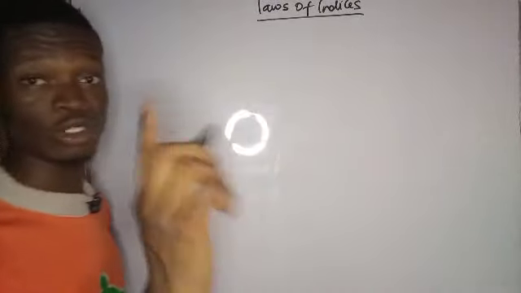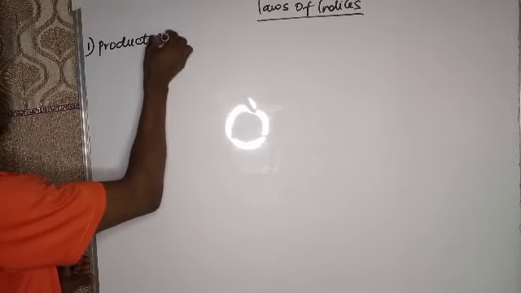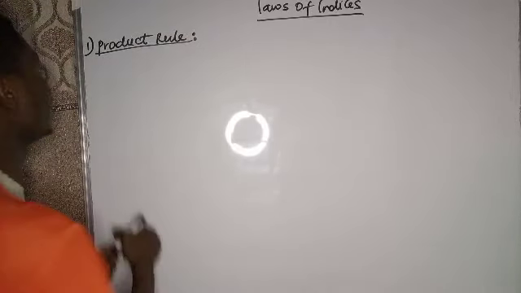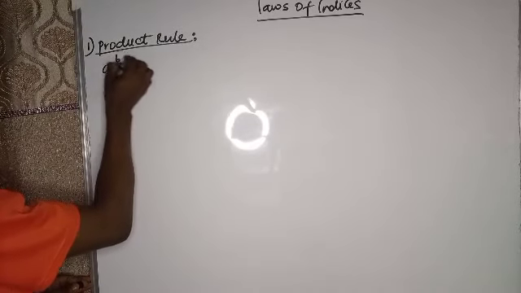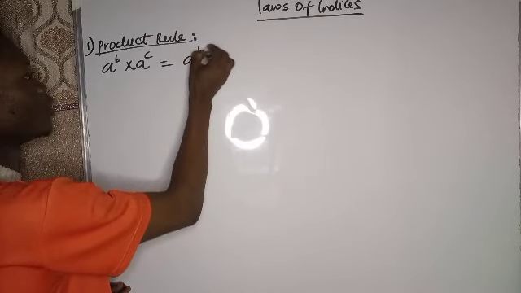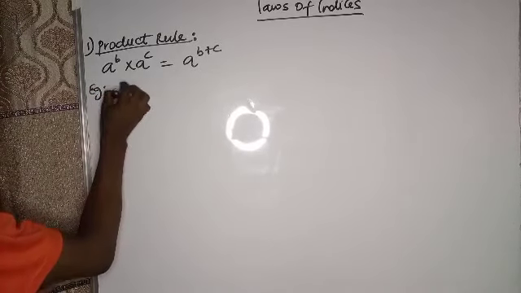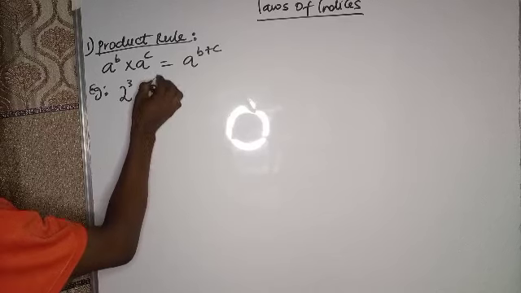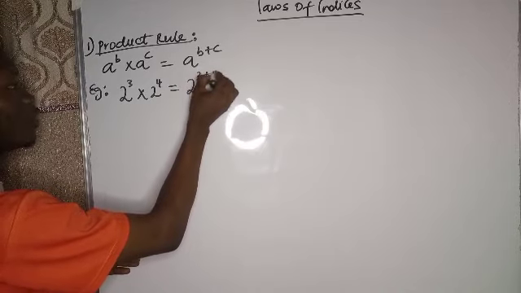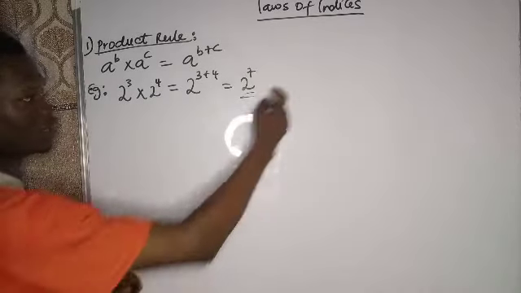So the laws of indices. First law, we have number 1, the product rule. The product rule is telling us that if you have a raised to the power of b times a raised to the power of c, that is equal to a raised to the power of b plus c. You add the powers. For example, you have 2 raised to the power of 3 times 2 raised to the power of 4. Because the bases are the same, it will be 2 raised to the power of 3 plus 4, which is 2 raised to the power of 7. This is your answer, unless you want to extend it.